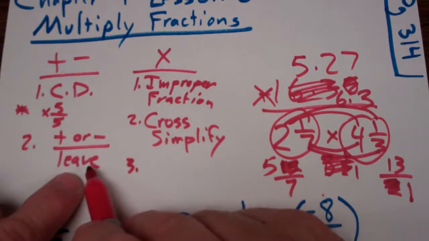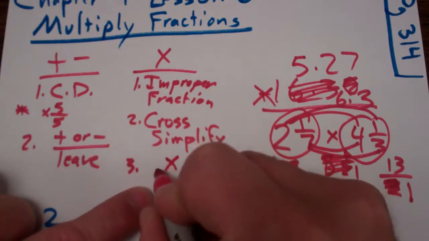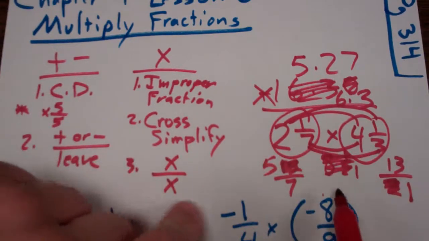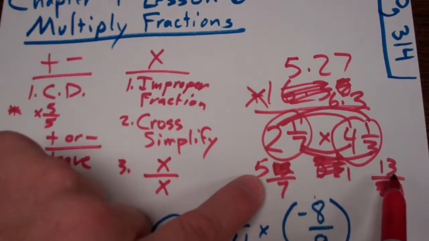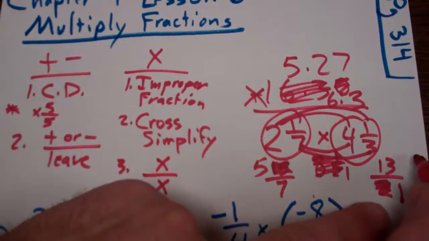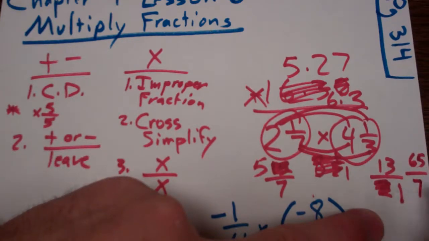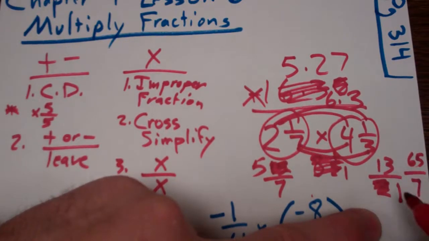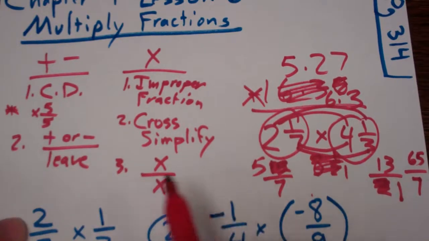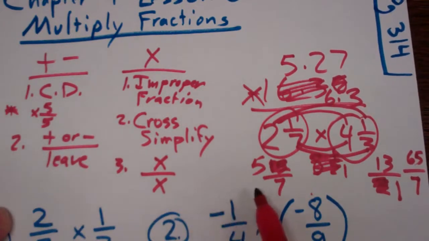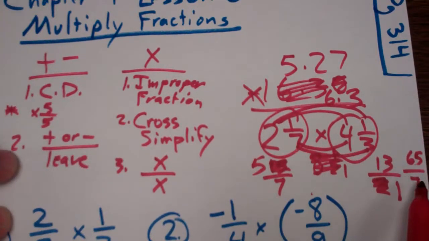Last time we added or subtracted and left the bottoms. Now we multiply the tops and we multiply the bottoms. So let me go back to this problem. I multiplied 5 times 13 to get 65. I multiply the bottoms, 7 times 1 to get 7. And I get 65 over 7. Now, the answer to every single problem should always be simplified. When I look at 65 sevenths, it needs to be simplified. So I would then divide it.